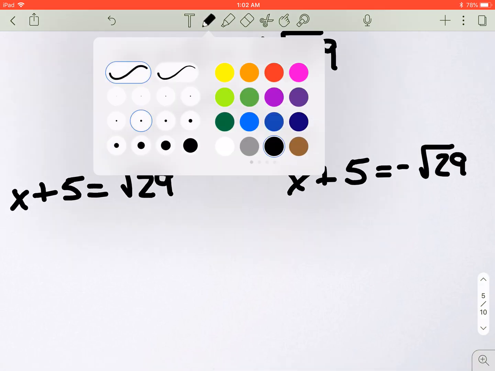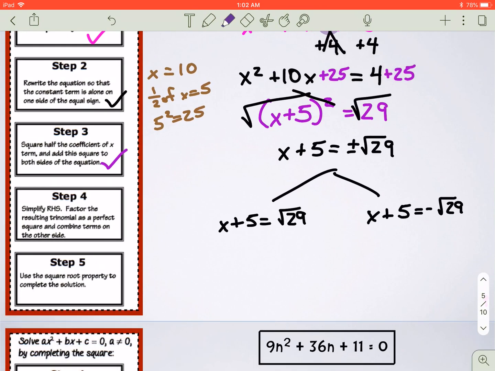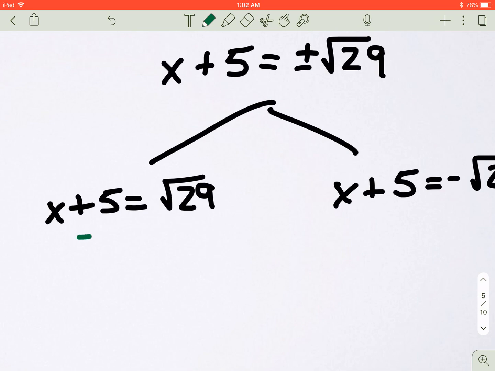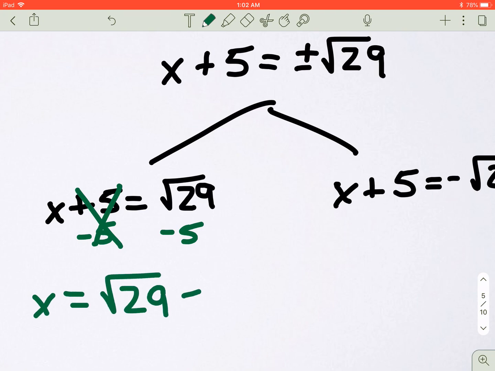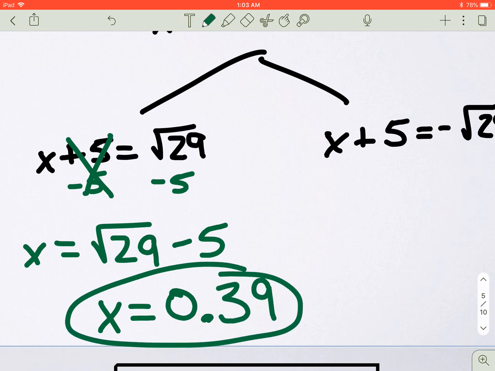To solve the left-hand side, I guess I'm going to zoom out real quick. I skipped a few steps. I have now also factored, and I'm currently using the square root property to solve these. I would subtract 5, my 5's cancel out. That would leave me with x equals the square root of 29 minus 5. And if you use a calculator, that would give you approximately x equals 0.39.